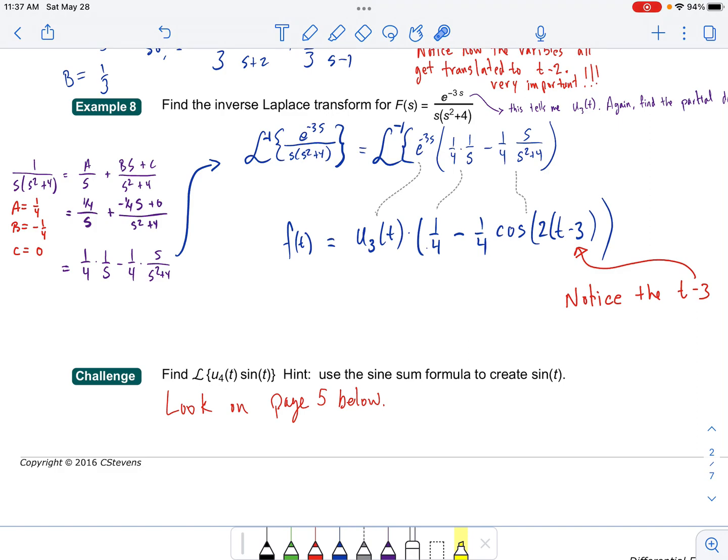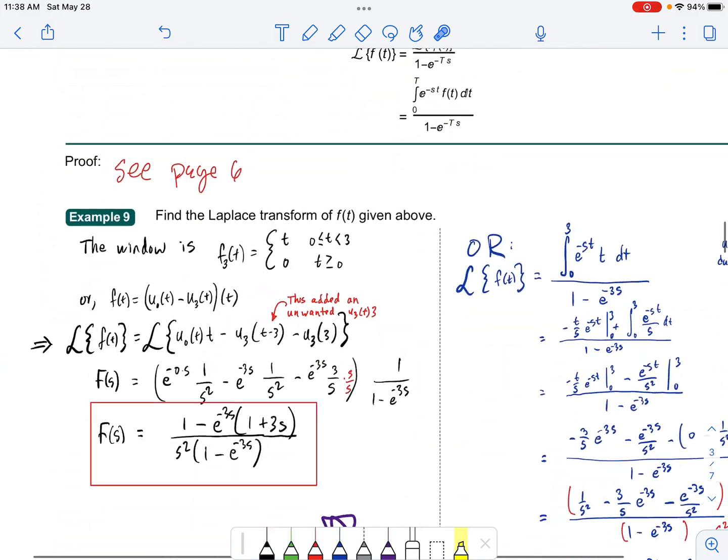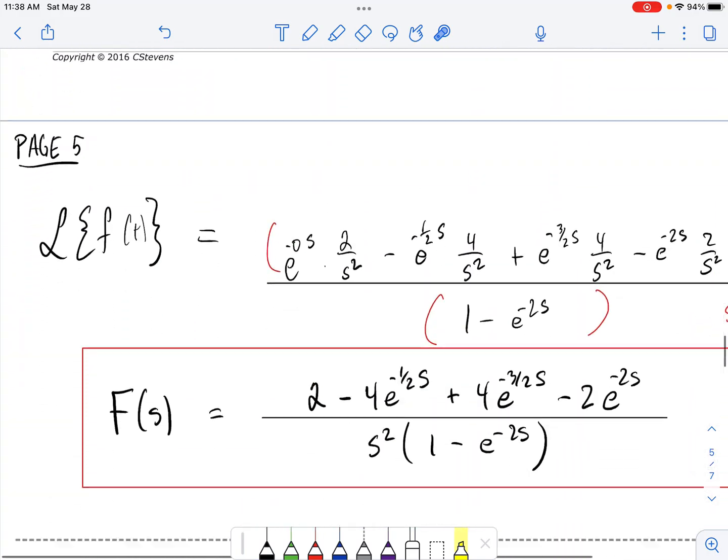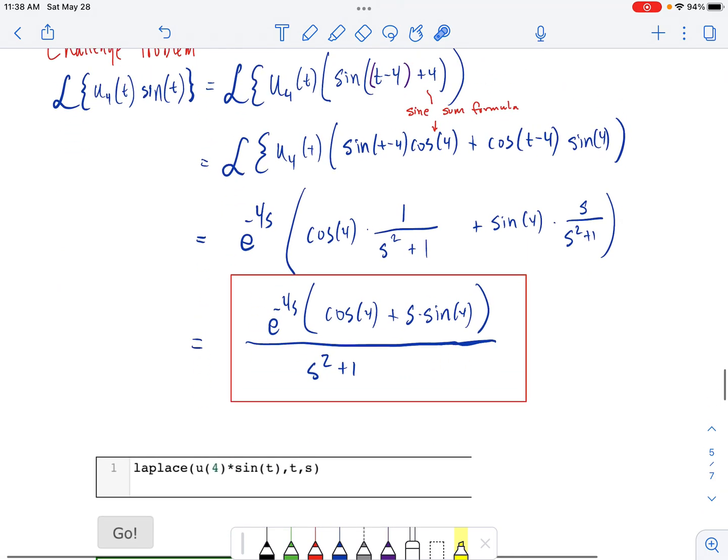Now, a tricky one is the little challenge problem at the very end here, where we had, if we had to find the Laplace of u sub 4 times sine of t, so that's like saying, let's have it equal 0 until we hit t is equal to 4, and then turn on the sine function without that shift. So notice there's no shift in here, which means we need to create a t minus 4 for here. So if I scroll down to page 5, let's see, where's that at? And we'll do this other one in a different video. But here's the challenge problem.